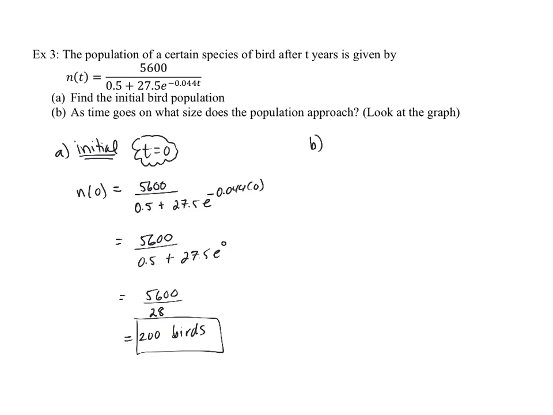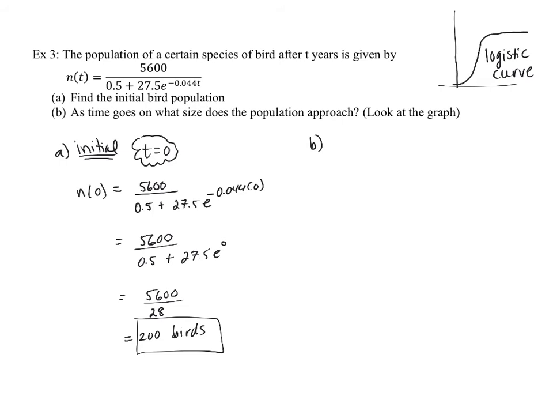Now in B, as time goes on, what size does the population approach? Just like we won't have situations where your bank is continuously giving you interest, compounding continuously, population growth can have an exponential start, but at some point we're going to run out of resources. And so it's going to be described with what's called a logistic curve.